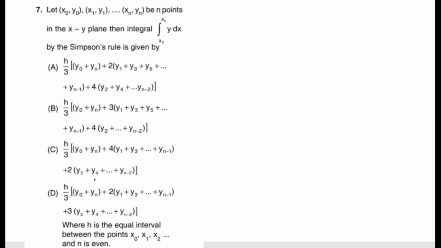So which is the right option? I have written this formula many times. It is h by 3, Simpson's 1 by 3rd rule, y naught plus yn, 4 times of odd terms plus 2 times of even terms. Yes, option C will be the right option.